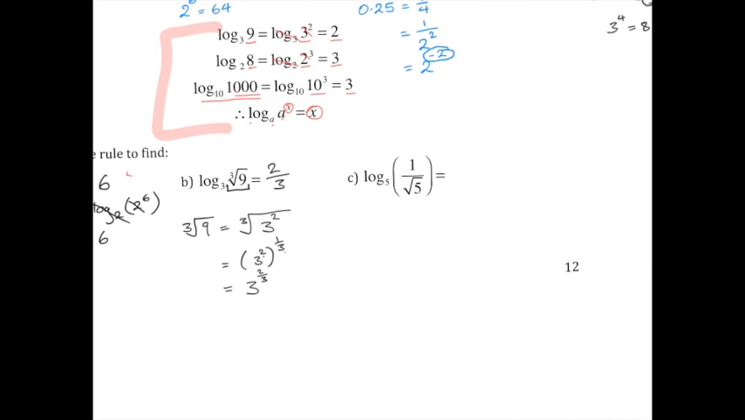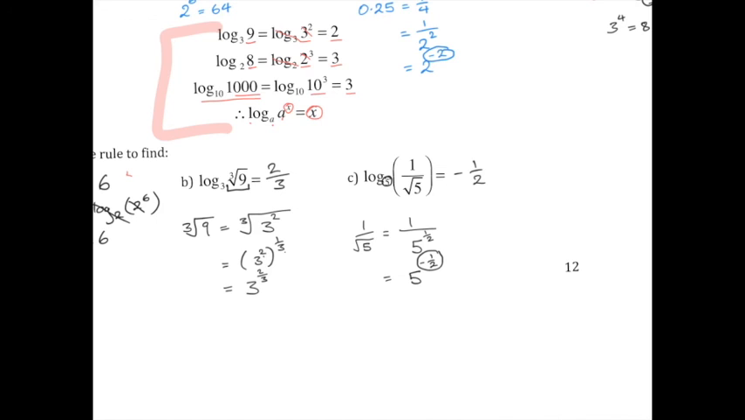Next, I need 1 on root 5 as a power of 5. So let's have a look, 1 on root 5. And the fact that I want it as a power of 5 is because this number here is 5. So now, that becomes 1 over, what's the bottom as a power? That's 5 to the half. And then to bring it all up into the numerator, it becomes negative a half. So then my power finally is negative a half, so this just equals negative a half.